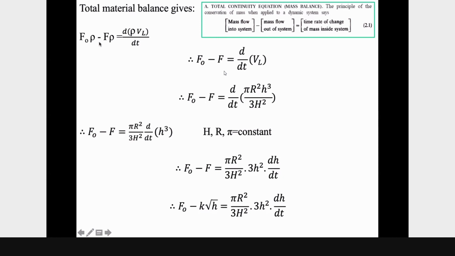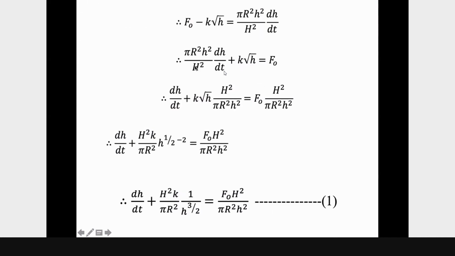So dh by dt is equal to, so if you multiply this particular term left hand side and right hand side by the inverse of this term. Okay, if you multiply the whole equation by inverse of this term, inverse of this term means capital H square upon pi capital R square small h square से अगर आपने मल्टीप्लाई कर दिया इस साइड से और इस साइड से, तो आपको ये कैंसिल हो जाएगा dh by dt प्लस k इंटू स्क्वायर रूट ऑफ h इंटू, ये मल्टीप्लिकेशन फैक्टर यहाँ भी आ जाएगा, कैपिटल h स्क्वायर अपॉन पाई कैपिटल R स्क्वायर इंटू स्मॉल h स्क्वायर इज इक्वल टू f0 इंटू कैपिटल H स्क्वायर अपॉन पाई कैपिटल R स्क्वायर इंटू स्मॉल h स्क्वायर.